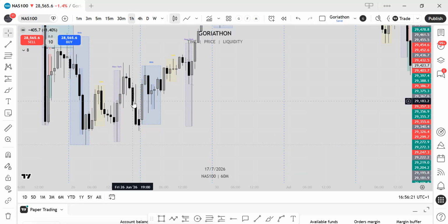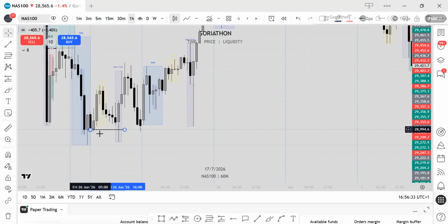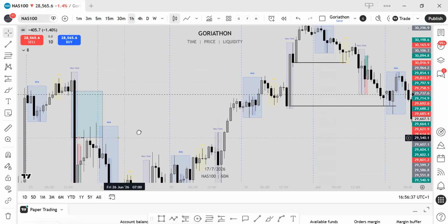Now, this is not a typical rejection block. As you can see, this consists of 3 candles, right? But still, you can see market reacting from here, and then the market reacting from here as well. There's another rejection block, right? Sell candle followed by a buy candle. Look at that rejection, boom, right?